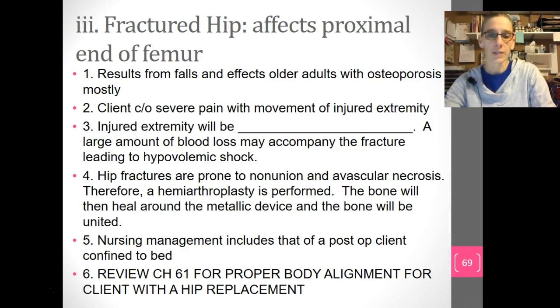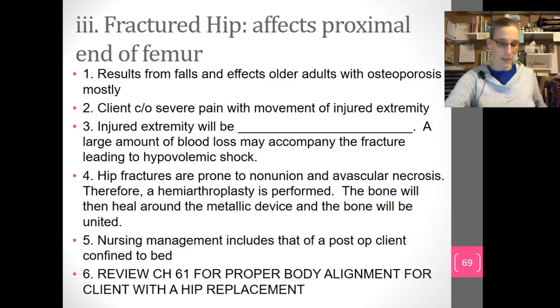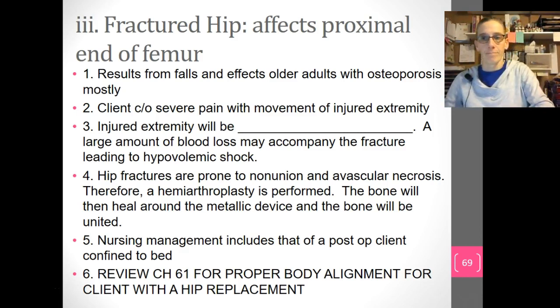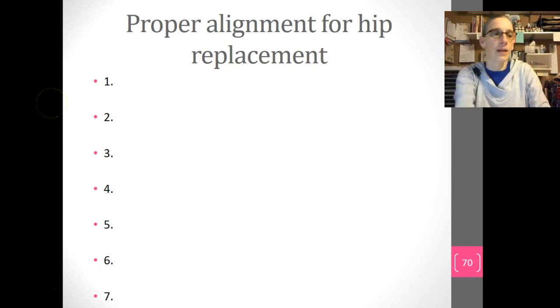All right, nursing management includes that of a post-op client confined to bed, which we've already discussed. See Chapter 61 for proper body alignment for a client with a hip replacement. Let me get all this back in order here. All right, proper alignment for hip replacement. I hope you pause this and fill this in on your own before I tell you what I've got.